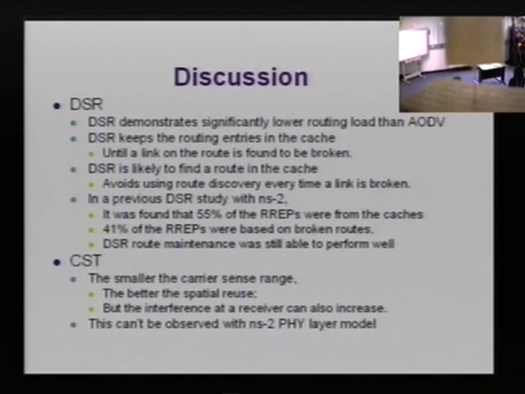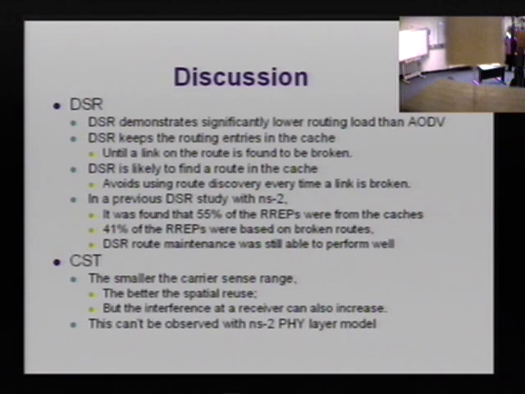However, in a previous study with NS2, by Johnson, who actually created DSR, it was found that 55% of the route replies were found from the caches, and 41% of them were actually based on broken routes. And they claim that DSR route maintenance was still able to perform well. And our results are different.